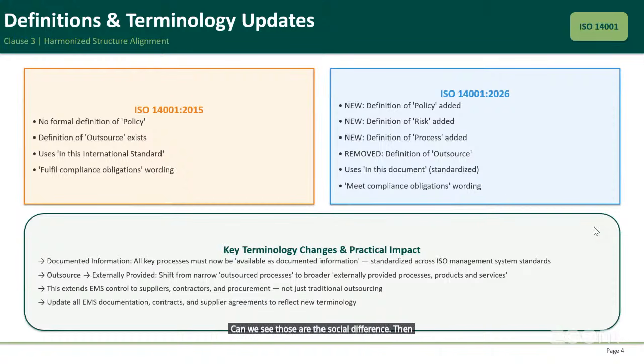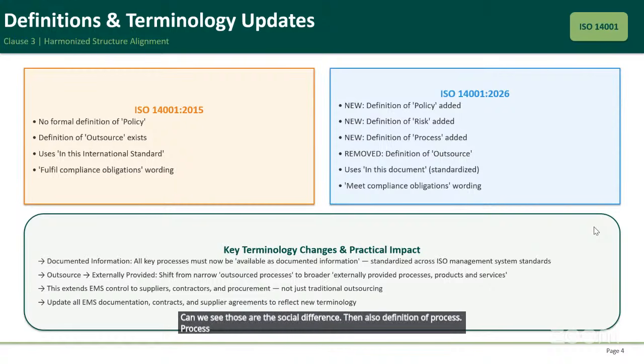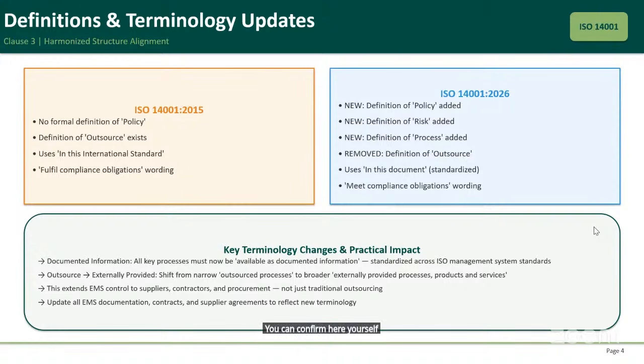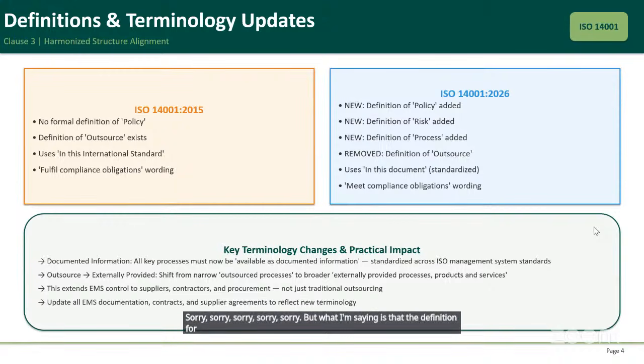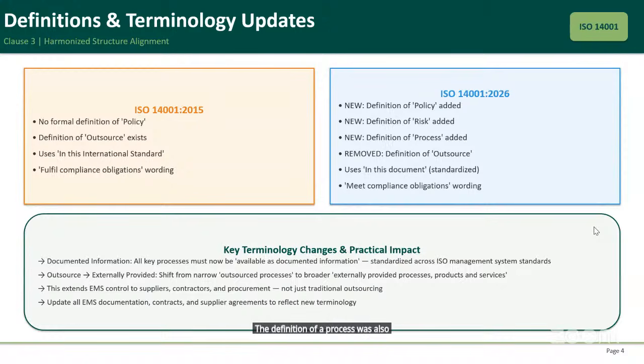Then also the definition of process. Process was defined in the new standard. You can confirm here yourself. Sorry, what I'm saying is that the definition for process was also added in the 2025 version, because in the 2015 version there was also a definition for process.